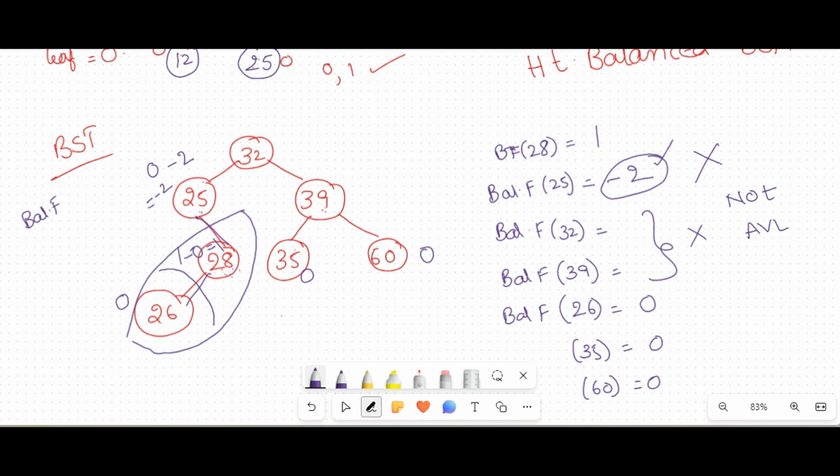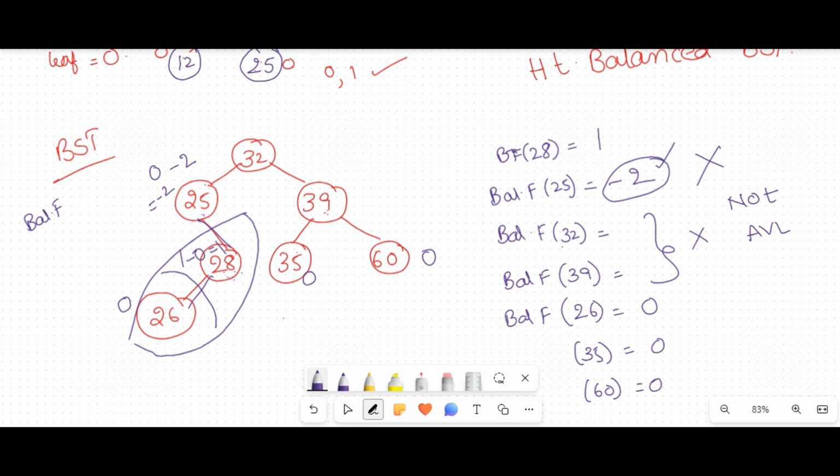Okay, but here we have already identified that this is not an AVL tree, but we will calculate the balance factors for these two nodes also. Okay, not these two, for these two, 32 and 39. So first we will calculate the balance factor for 39. 39 balance factor, left subtree height is 0, right subtree height is 0. 0 minus 0, 0. Okay, 39, 0.